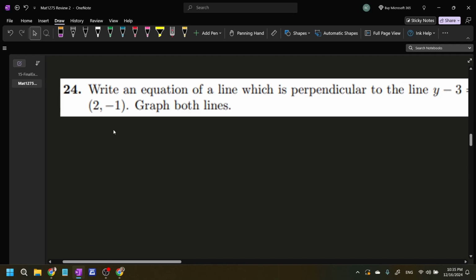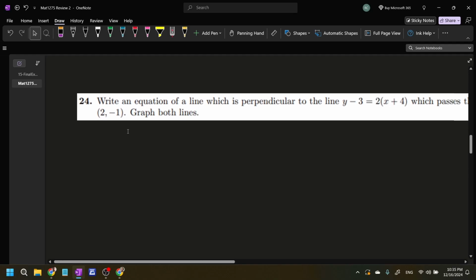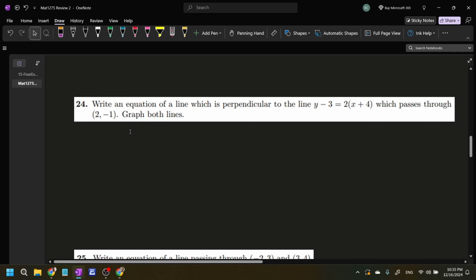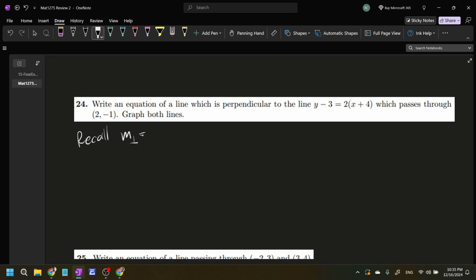Question number 24. Write an equation of a line which is perpendicular to this line and passes through the point (2, -1). Okay, so let's recall that the slope, usually denoted with the letter m, of a perpendicular line is equal to the negative reciprocal of the slope of our original line. So our first step here is to determine the slope of this equation, which we can see if we write this as y equals 2(x plus 4) plus 3. All I did was add 3 to both sides to cancel that out.